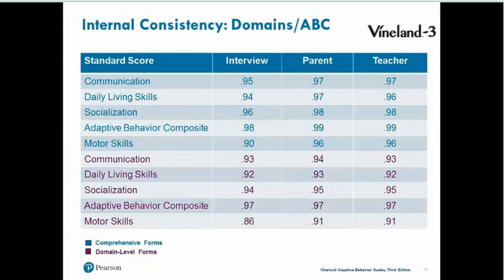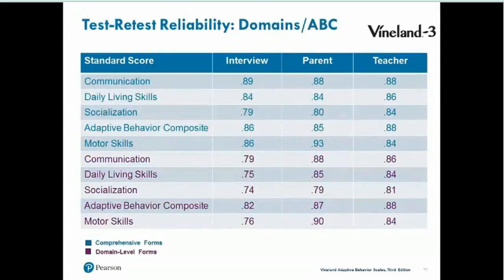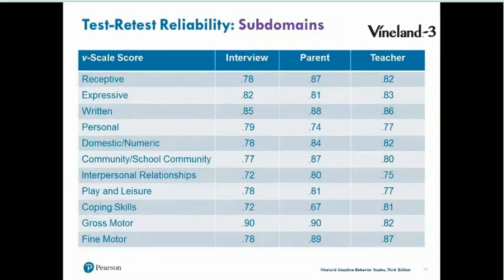Here we have the internal consistency for the domains as well as the overall ABC, Adaptive Behavior Composite Score. And what you can see here is that they're all very high, ranging from 0.86 all the way up to a 0.99. And the internal consistency here is on the subdomains also very high. Here's our retest reliability for the domains and the overall ABC for both interview, parent, as well as teacher. And here's the same information, but at the subdomain level. And all of this information is available in the notes that you have, the PDF of the webinar today, as well as in the Vineland 3 manual.